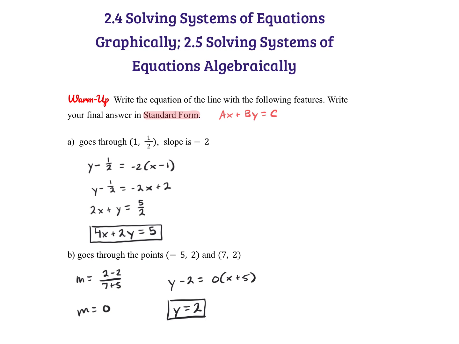And then for part B, we'll start by finding the slope. You'll notice that these have the same y value, so the slope is actually 0. So you can just go straight to y equals 2 because you can recognize this is just a horizontal line that goes through the value y equals 2, or you could use the point slope form and you'll get that same answer.